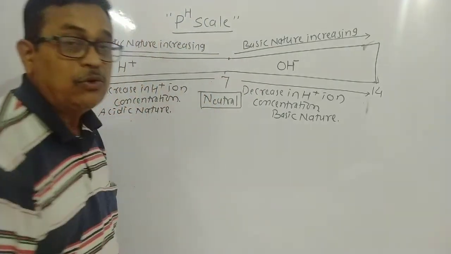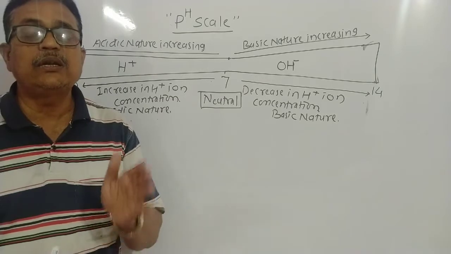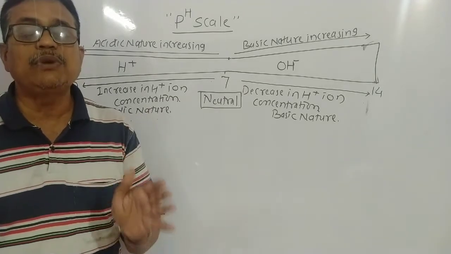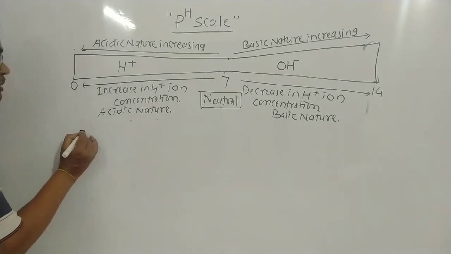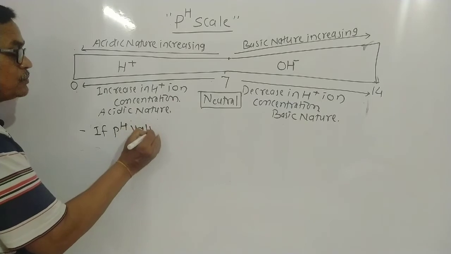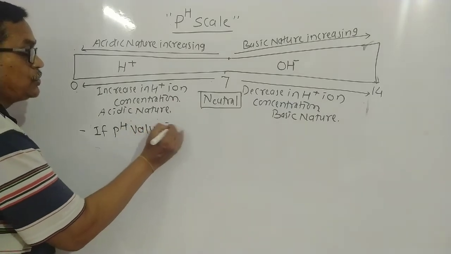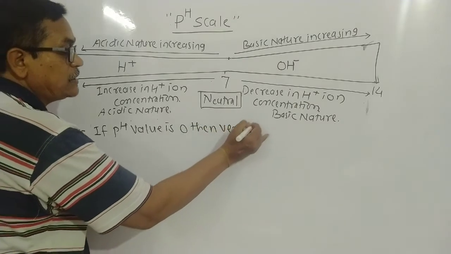If the pH value is 0, then it is a very strong acid. Then pH values 1, 2, 3 are said to be strong acids. But when the pH value is above that, 4, 5, 6, 6.9, the hydrogen ion concentration decreases there, and they are said to be weak acids.